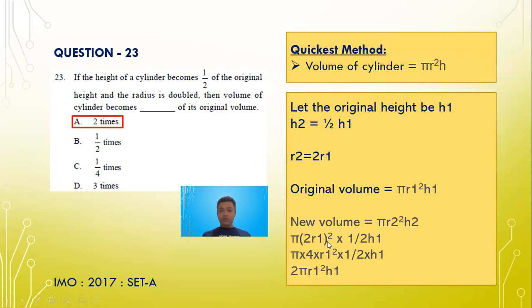What is 2 square? 2 square will be 4, and it will be 4 r1 square into half of h1. And what is half of 4? Half of 4 is 2. So 2 times pi into r1 square into h1. So it is 2 times pi r1 square h1. So it is twice the original volume. It will become 2 times the original volume.